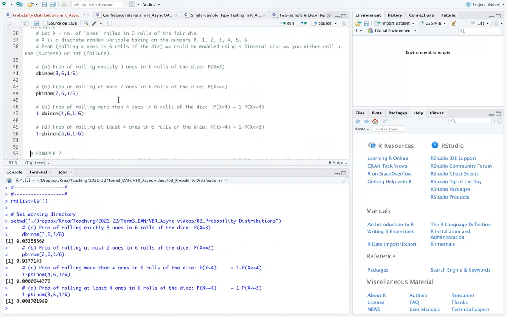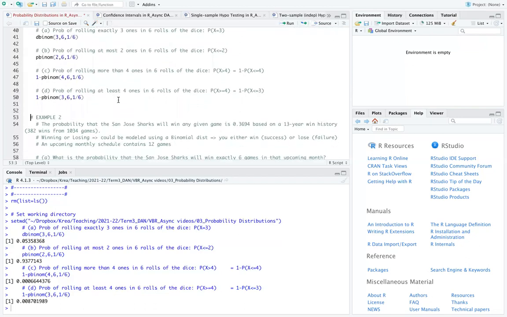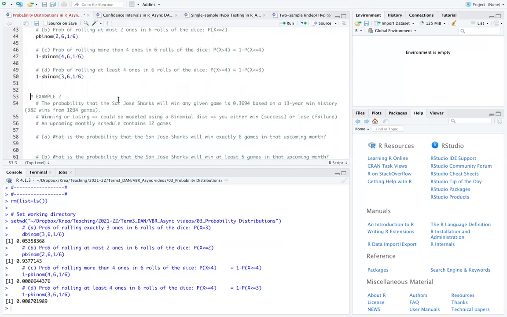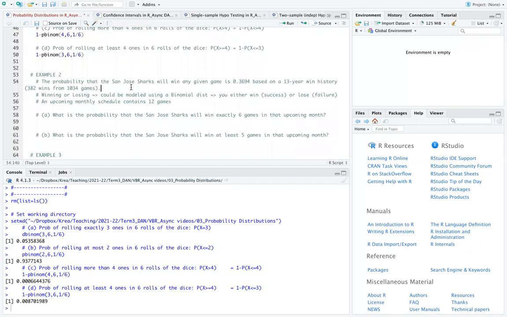Now I'm going to do one more question here, and I'll leave the rest of it as an example figure. Now, the second example says, the probability that the San Jose Sharks will win any game is 0.3694 based on a 13-year win history. Winning or losing a game could be modeled using a binomial distribution. And we're told that an upcoming monthly schedule contains 12 games. So the first question says, what's the probability that the Sharks will win exactly 6 games in the upcoming month?